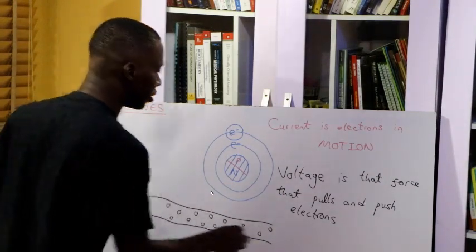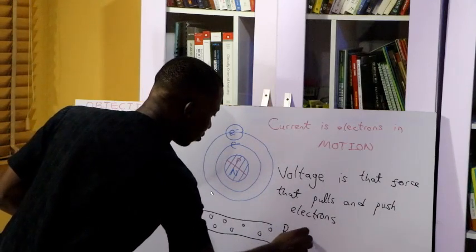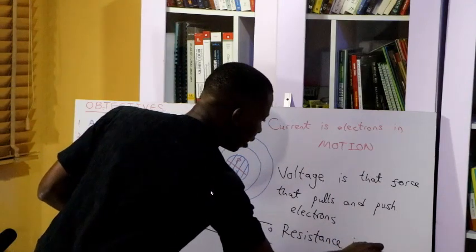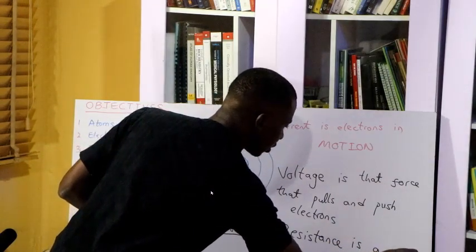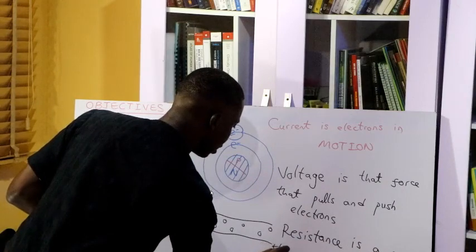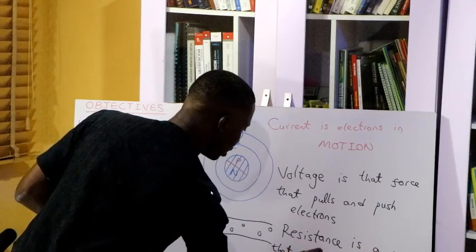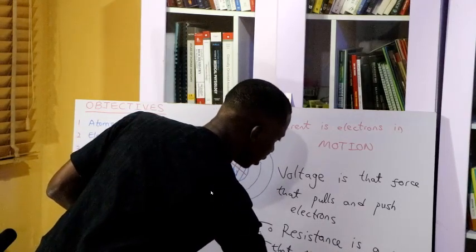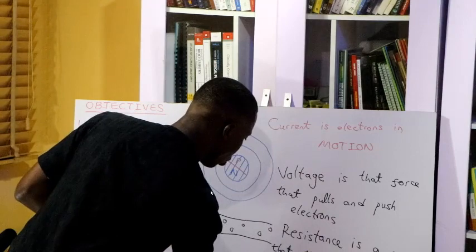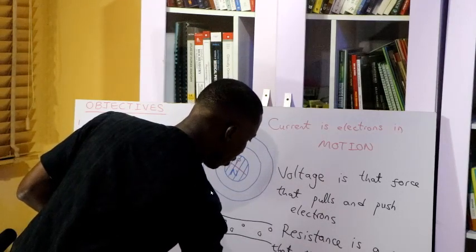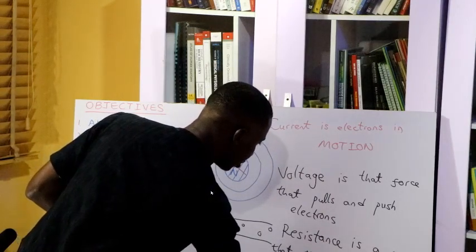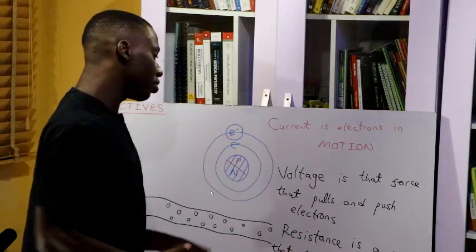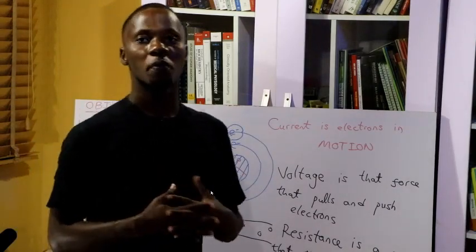So what is resistance? Resistance is a force that opposes the free flow of current. Okay? Resistance is a force that opposes the free flow of current.